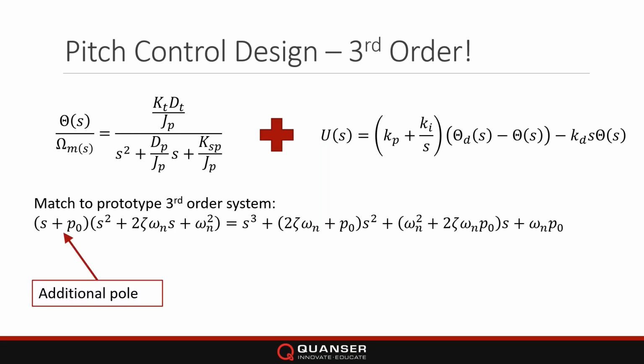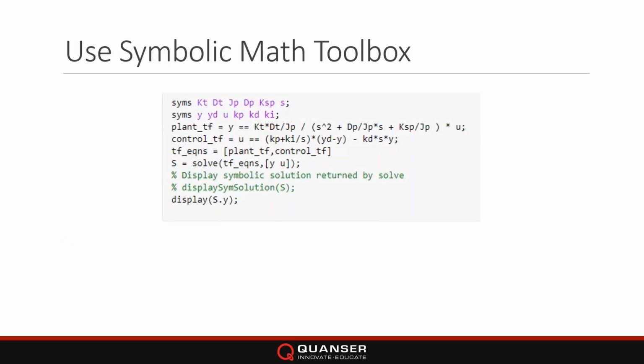Which is like that. It's basically a second order system with an additional pole, and you end up with this third order numerator, right? So it's a step up from your standard second order design where you have a lot more terms you have to deal with. However, we don't need to do this tedious calculation on our own.